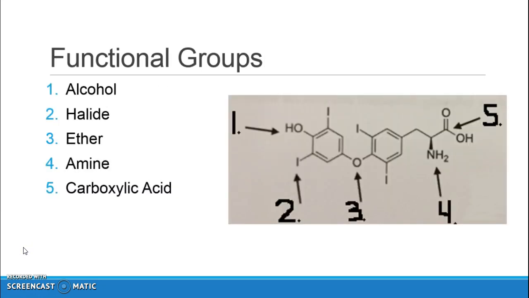Functional groups. In this picture, I have arrows pointing to the different functional groups in levothyroxine. I found 5 functional groups: the first one was alcohol, the second one, halide, the third one, ether, the fourth, amine, and 5, carboxylic acid.